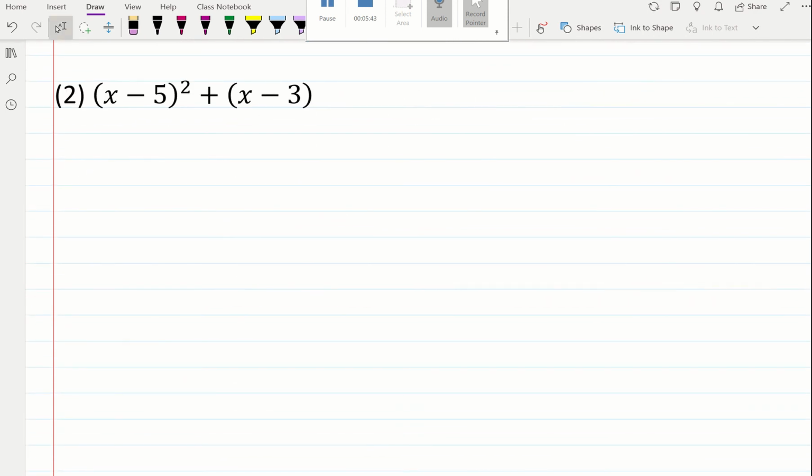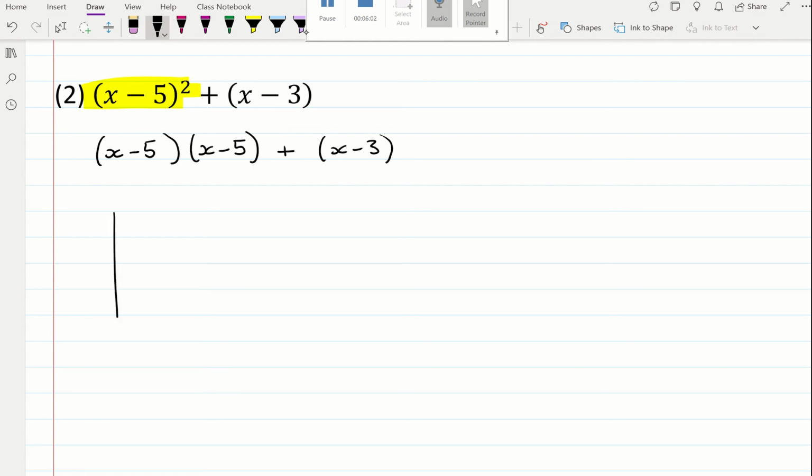Now, in this example, again, we have a bracket squared. The first thing I'm going to do is write the question out with a double bracket, x minus 5 times x minus 5, and then I'm adding x minus 3. Only one bracket after the plus sign. So your step 1 is to multiply the brackets. So x minus 5 and x minus 5.